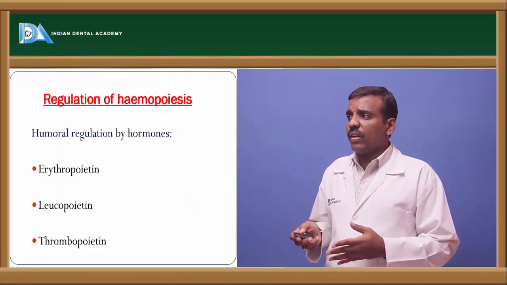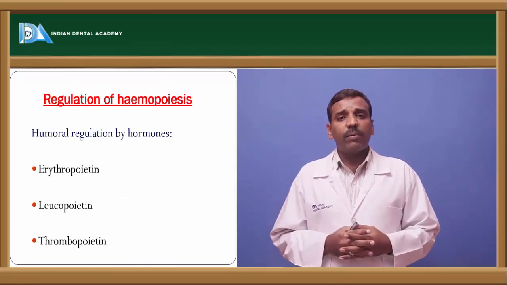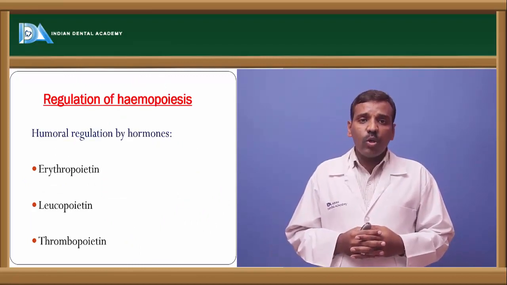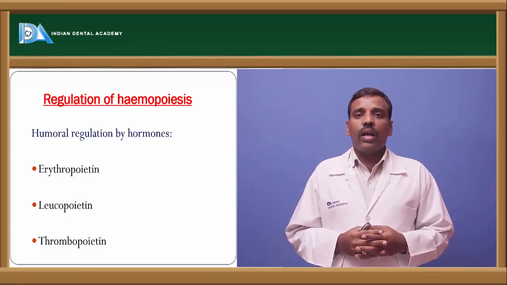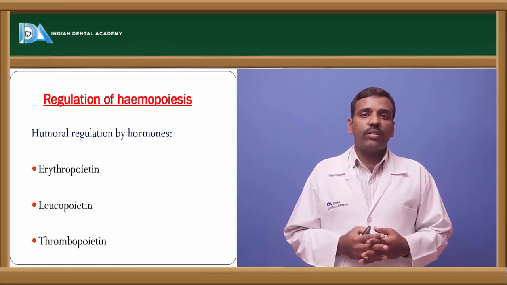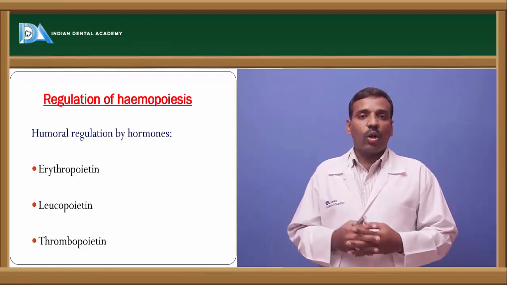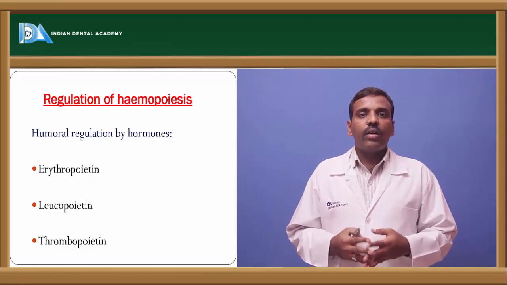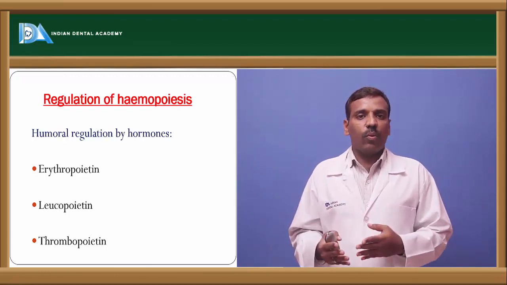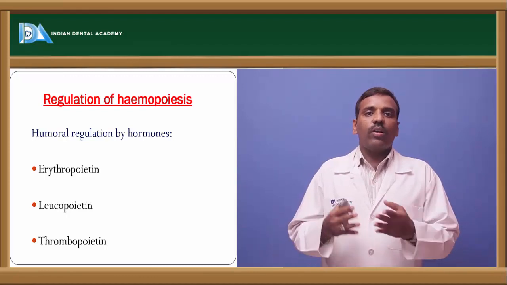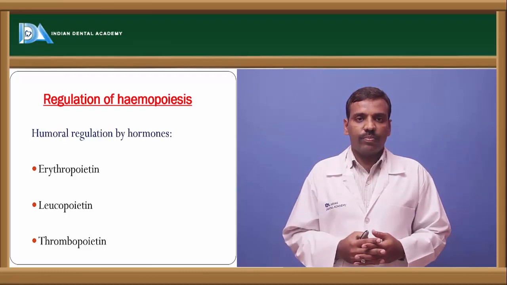Next is the regulation of this hemopoiesis, mainly by three types of hormones. One is erythropoietin, which regulates the erythropoiesis process; leukopoietin, which regulates WBC production, leukopoiesis; and thrombopoietin, which regulates thrombopoiesis. Erythropoietin for erythropoiesis, leukopoietin for leukopoiesis, and thrombopoietin for thrombopoiesis.